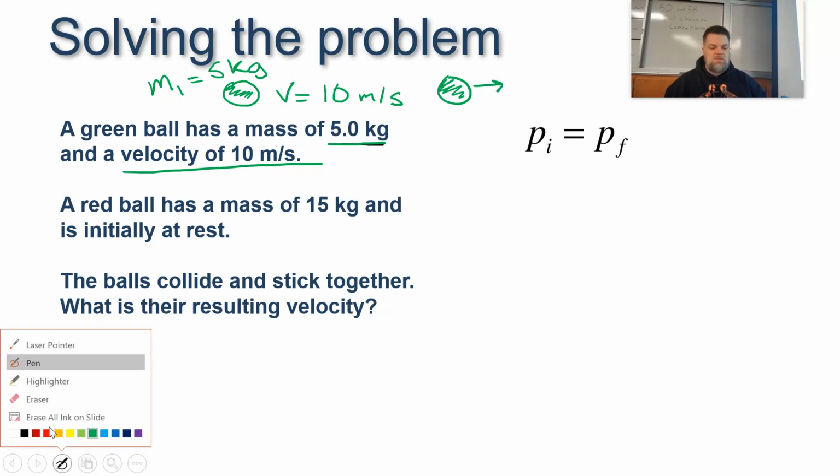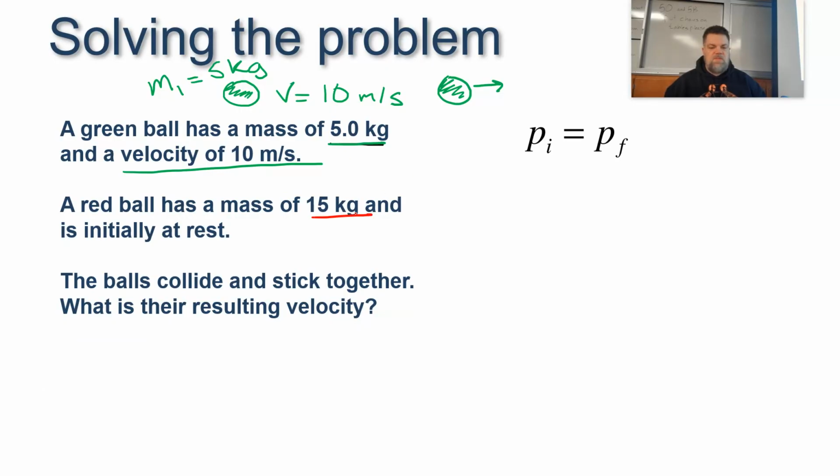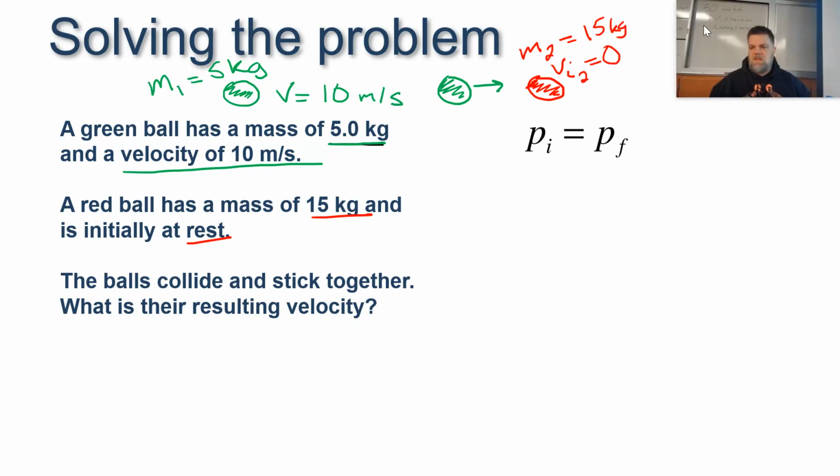The red ball has a mass of 15 kilograms and is initially at rest. So we have the red ball here. It's not moving at all. So the mass of the second ball is equal to 15 kilograms. And then the initial velocity of the second ball is 0 meters per second.